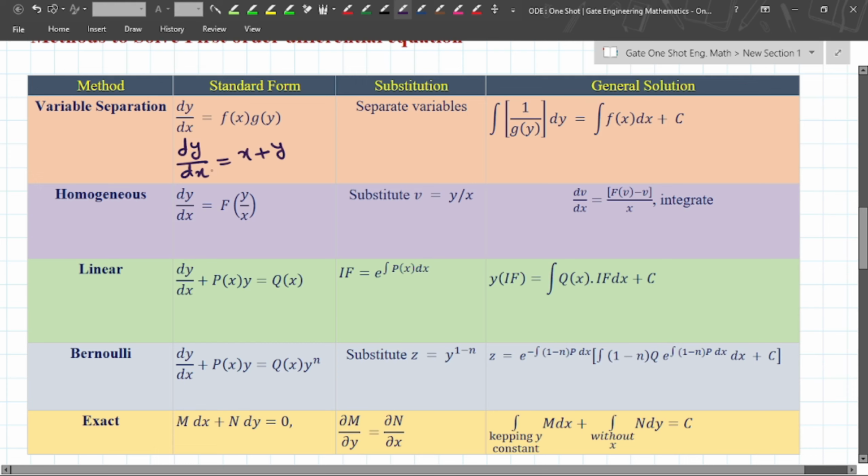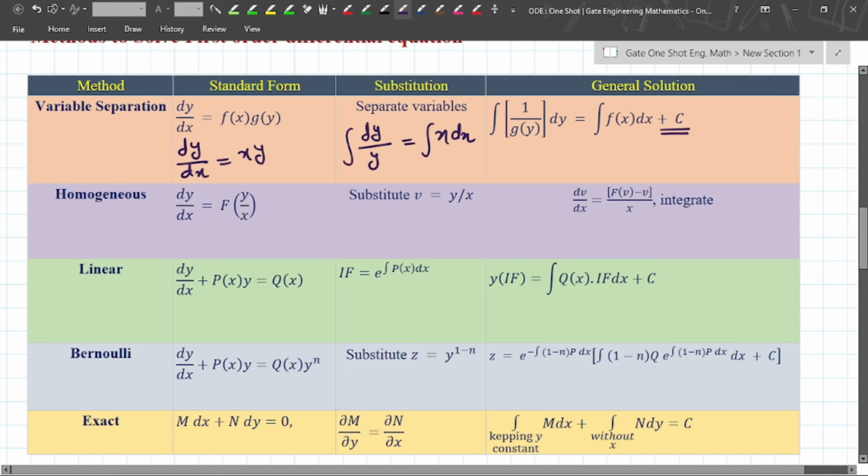Separate means that when you integrate, the same kind of variable should be in the same integrand. So in this kind of differential equation, I can easily separate it: dy over y is nothing but x dx. Then I can find the solution. This will be the solution in this case, but one arbitrary constant will be there, because the order of this equation is 1.